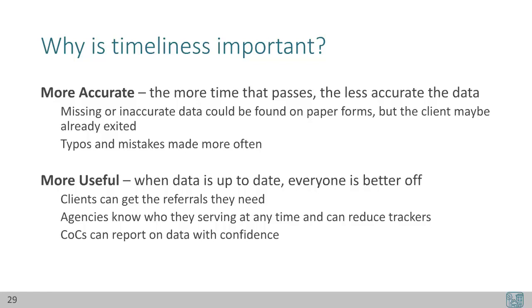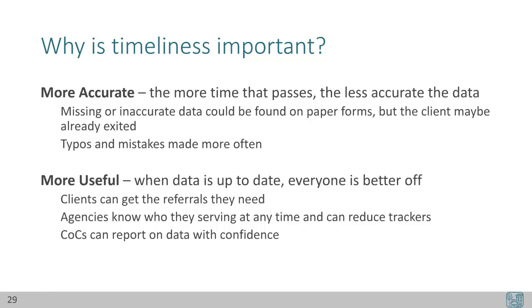We can see this in our work too. Timely data is more accurate. The more time that passes, the less accurate the data is. Missing or inaccurate data may be found on paper forms, but the client may be already exited. Typos and mistakes are made more often. This could happen when data goes from the client to paper forms and then into HMIS, or from something as simple as different people can read handwriting differently.